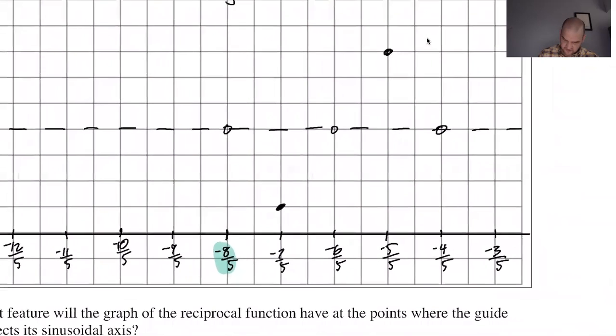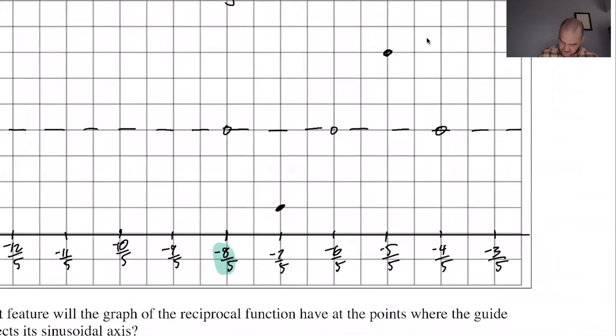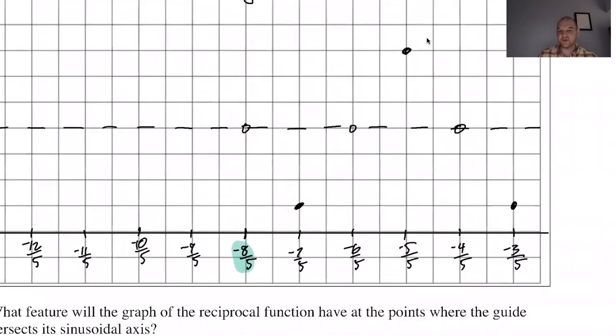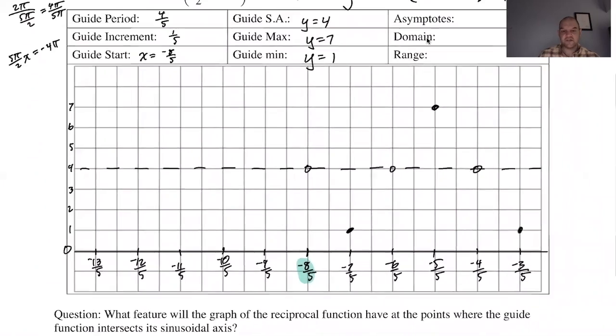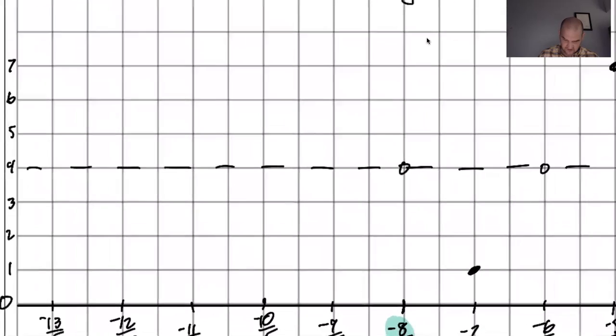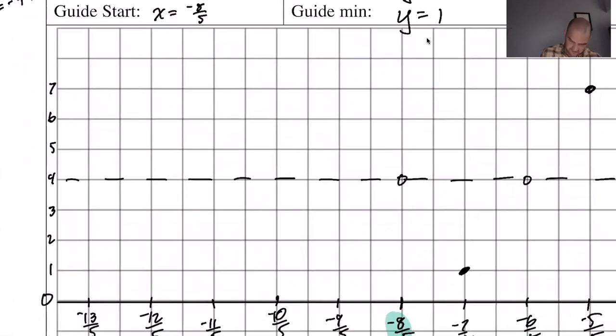I'm doing the open circles because anywhere we intersect the sinusoidal axis is actually gonna become a vertical asymptote. So I already know what's gonna happen there. And so I'm planning ahead, basically. Here, here, here, here, and there.